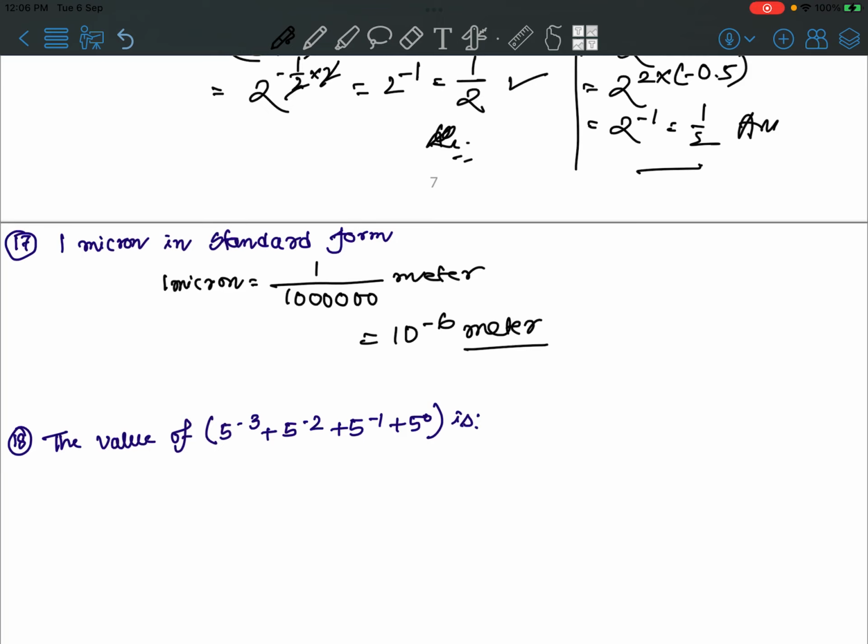Otherwise, if you are going through physics, then to measure the diameter or the radius of a molecule, you use the micron, because these are small things. To measure the smallest of the small things, you have to use the micron. So I hope all of you have read about this micron in physics.